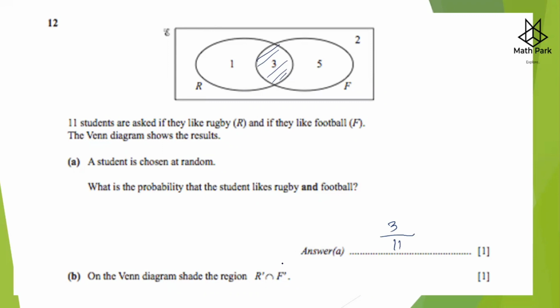On the Venn diagram, shade R complement intersection F complement. So what is common to R complement and F complement? Which will not be in R. So all the region which is outside this R and F is going to be the part. So this is the shaded region which shows R complement intersection F complement. Got it? So this is how we have done it for another 1 mark.